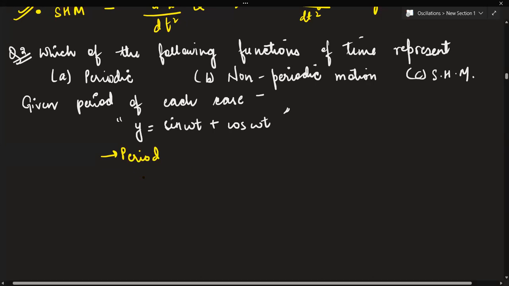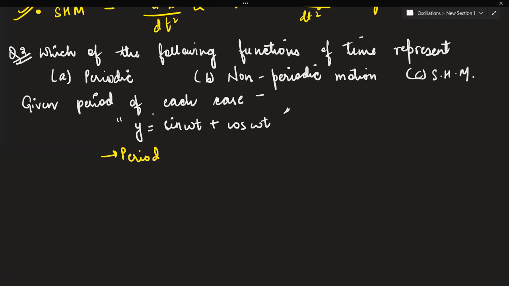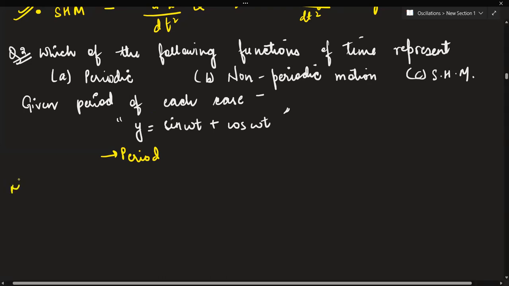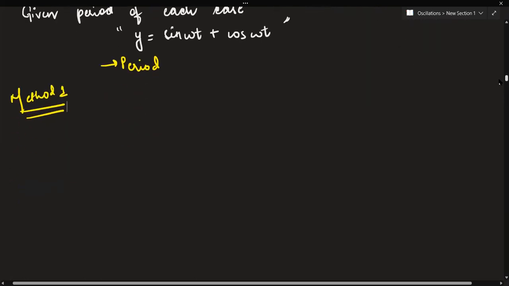Now see, periodic or non-periodic, this debate is over. Obviously it is periodic. To check whether it is SHM or not, we have two methods. First, I think you should go for the second method, but let us discuss the first method as well. You can compare it with the standardized equation. Now, this is not in the standardized form. So you first have to see whether it can be converted into the standardized form, like y is equal to sine omega t plus cos omega t.